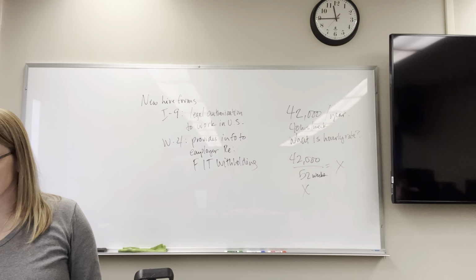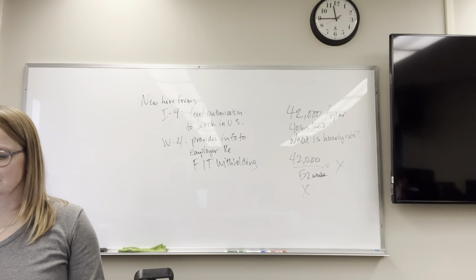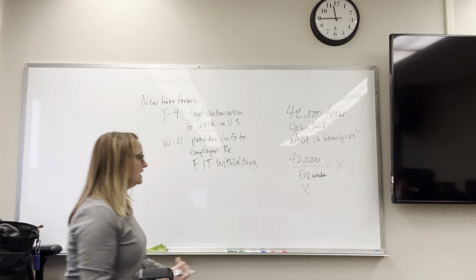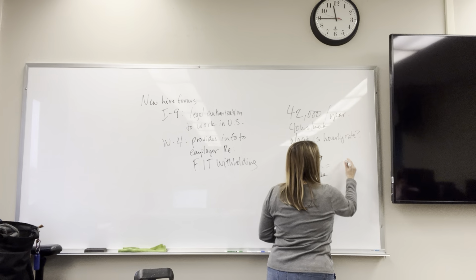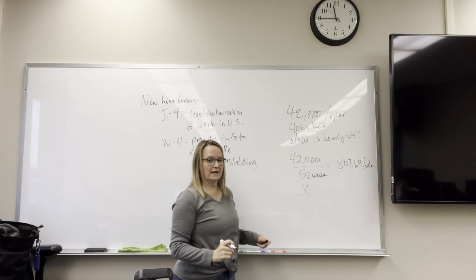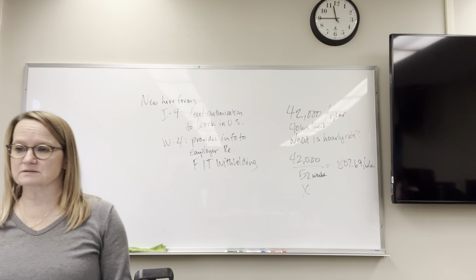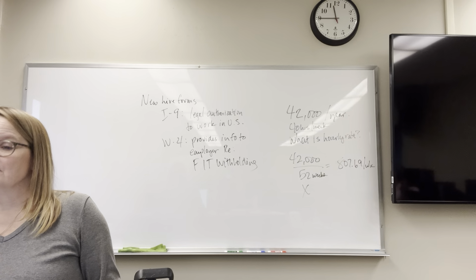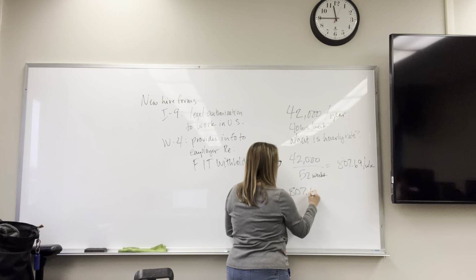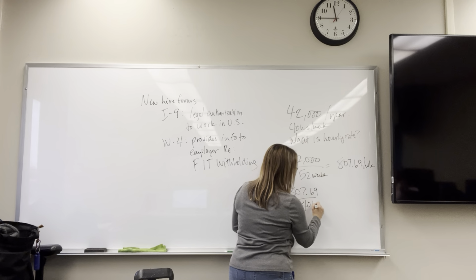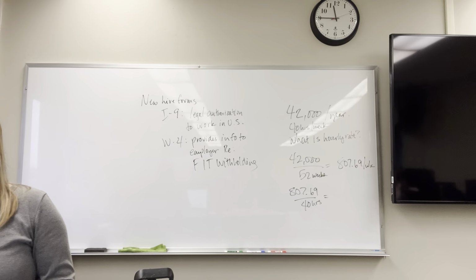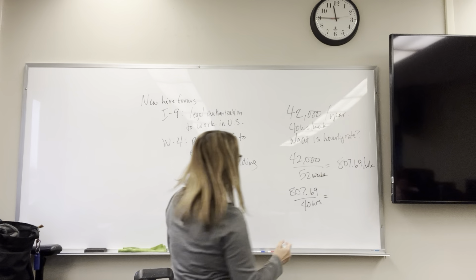Do I have to do the math? So 42,000 divided by 52 weeks, they make 807.69 a week. How would we determine what they're making on an hourly basis? Right, we're going to divide that by 40. So 807.69 divided by 40 hours to get our hourly rate: $20.19.